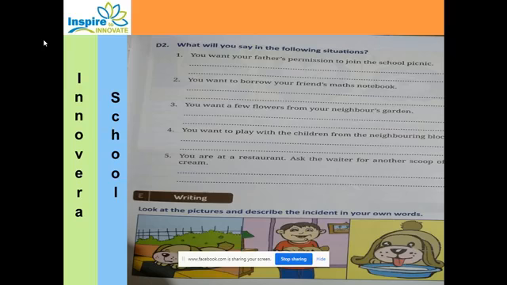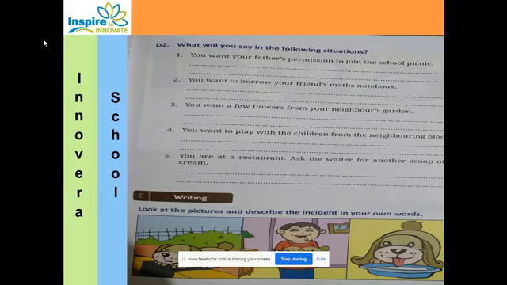Okay, children, see, this is very interesting. What will you say in the following situation? You want your father's permission to join the school picnic. Will you say may or will you say can? Because your father is an elder, how can you say it? May I go to the school picnic? Because father is an elder, right?